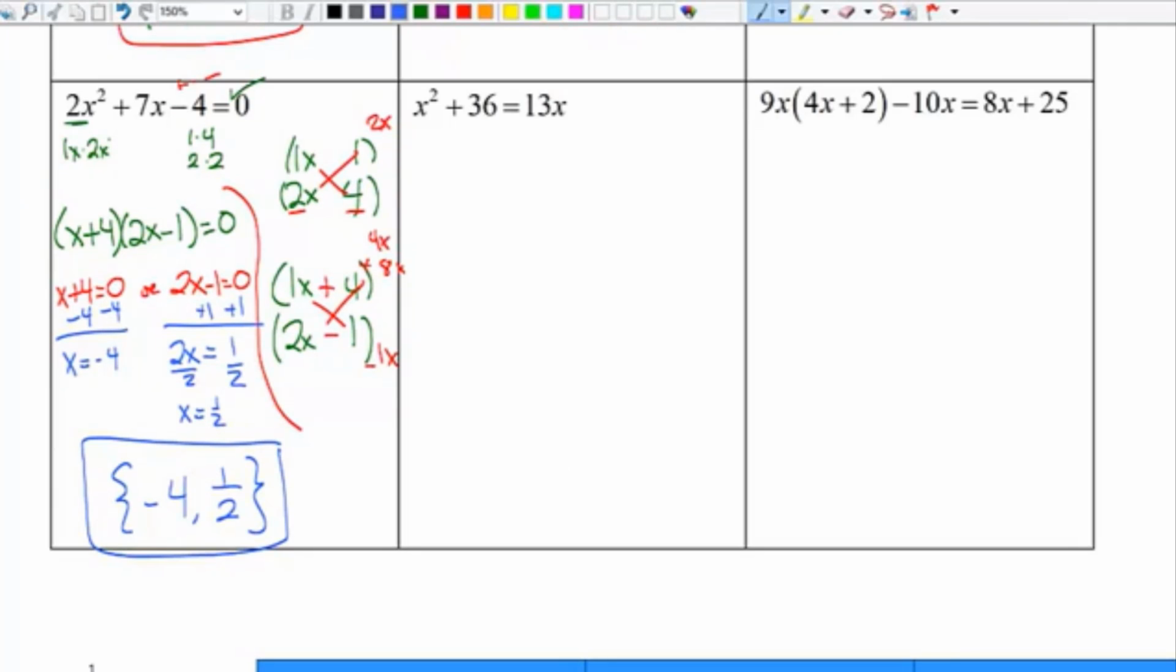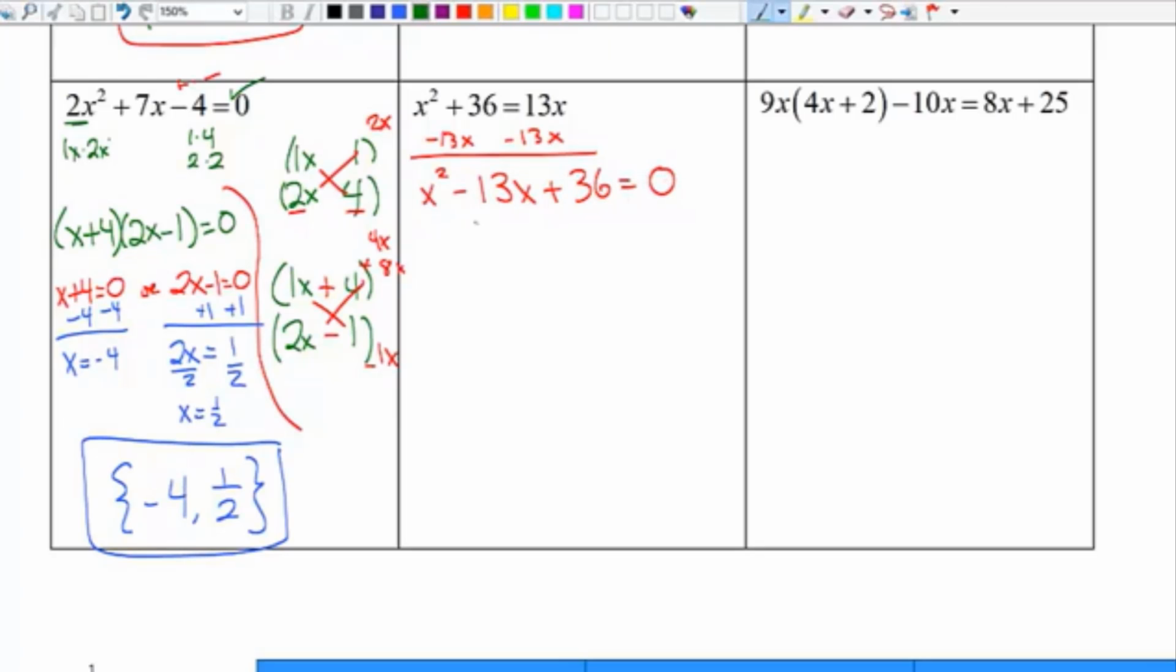On our next problem, x squared plus 36 equals 13x. This does not equal 0. So the first thing I want to do on step 1 is put it in standard form by moving the 13x to the other side. You could just pick up the 13x and put it on the left-hand side and just change its sign, or you could subtract. Either way, you're still going to get x squared minus 13x plus 36 equals 0.